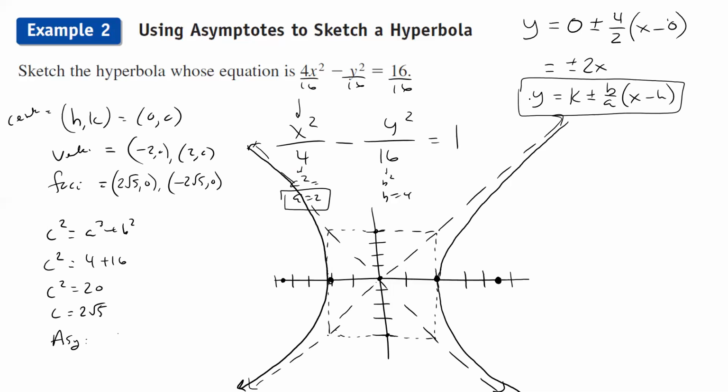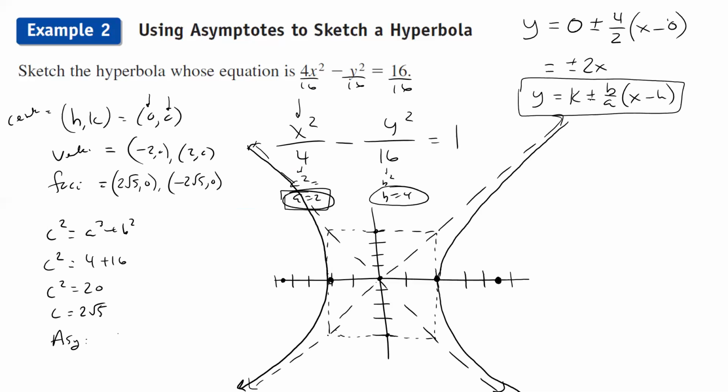We got a 0 because K is 0 because our center is at 0. H is going to be 0. And the B is coming off of right here. And the A is coming off of right here. So I just need to know 4 numbers.